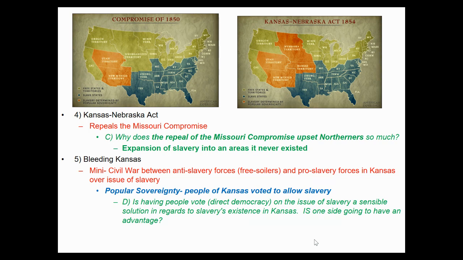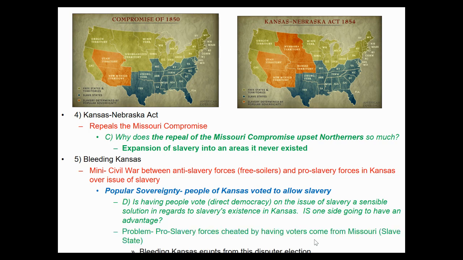So, but the North was afraid that whatever happened in Kansas would happen to the whole West. So the idea was popular sovereignty, to let the people of Kansas vote on if they want to have slavery or not. Sounds like a good idea. Now, is having people vote, having direct democracy on the issue of slavery, a sensible solution in regards to slavery's existence in Kansas? Or can you think of this? If Kansas is going to vote on slavery, is one side going to have an advantage in voting?